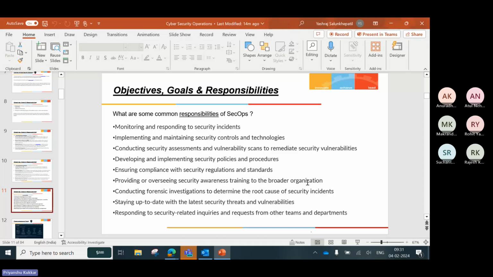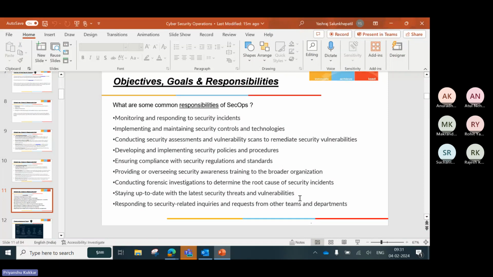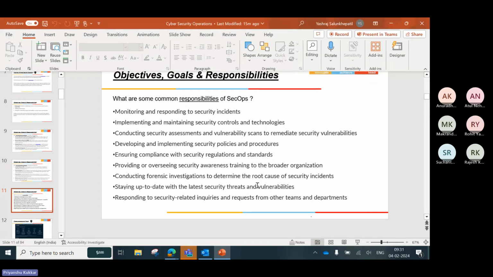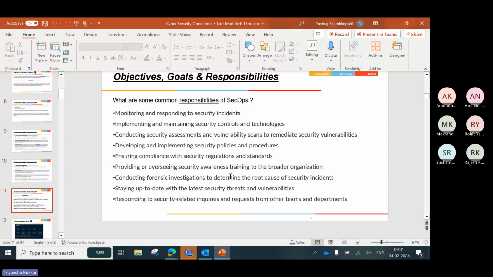You don't generally take this seriously, but just have these things in your mind when you're in a SecOps role, as a SecOps professional. Monitoring and responding to security threats, implementing and maintaining security controls and technologies, conducting security assessments and vulnerability scans, developing and implementing security policies and procedures, ensuring compliance with security regulations and standards, providing or overseeing security awareness training to the broader organization, conducting forensic investigations to determine the root cause of security incidents, staying up to date with the latest security threats and vulnerabilities, responding to security related inquiries and requests from other teams and departments.